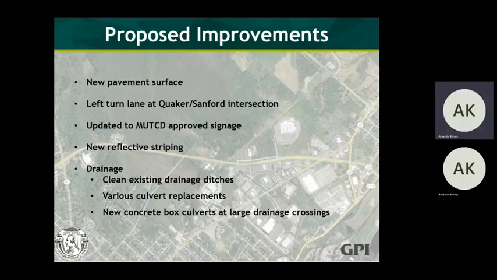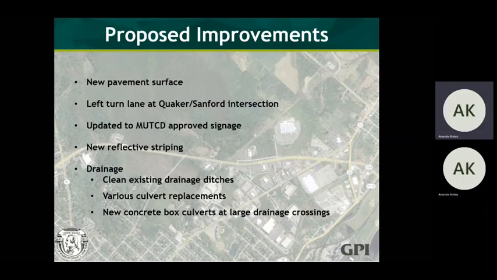The proposed improvements besides the typical section shown before will include new pavement surface, a left turn lane at Quaker and Sanford intersection, which we'll mention in a second, updated MUTCD compliant signage, and new reflective striping.